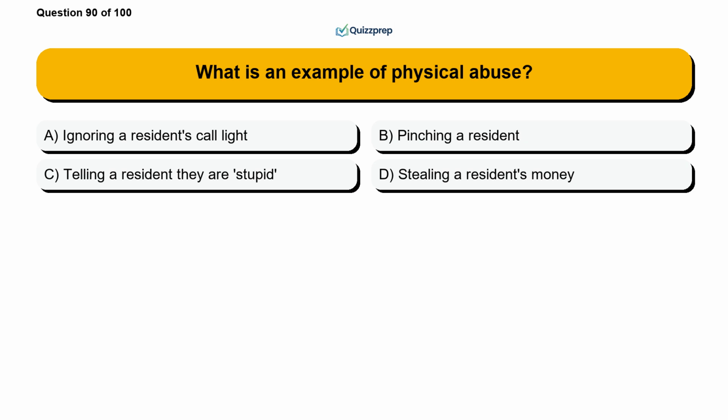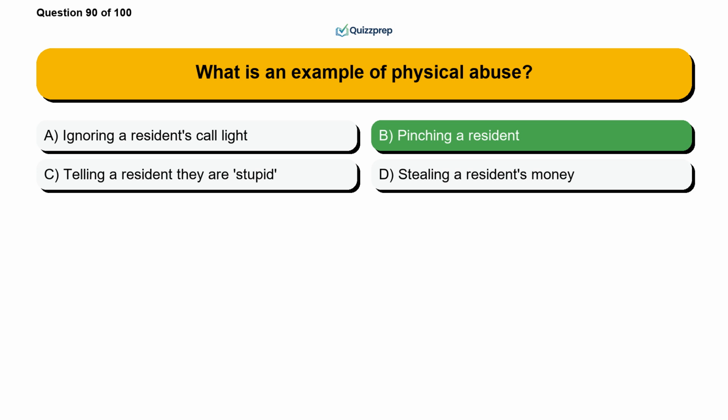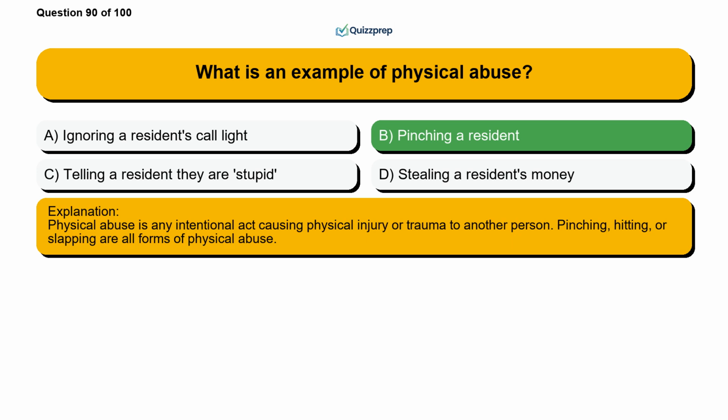Option D, stealing a resident's money. The correct answer is option B, pinching a resident. Physical abuse is any intentional act causing physical injury or trauma to another person. Pinching, hitting, or slapping are all forms of physical abuse.